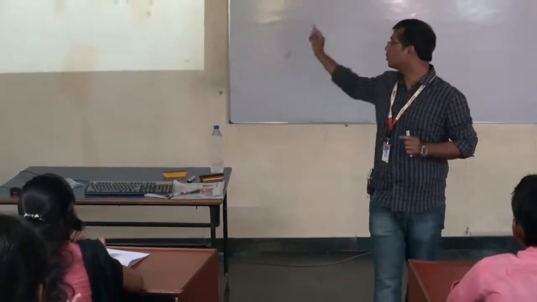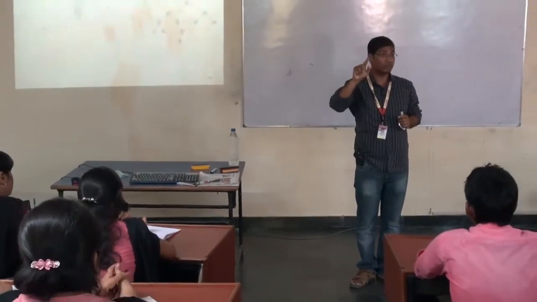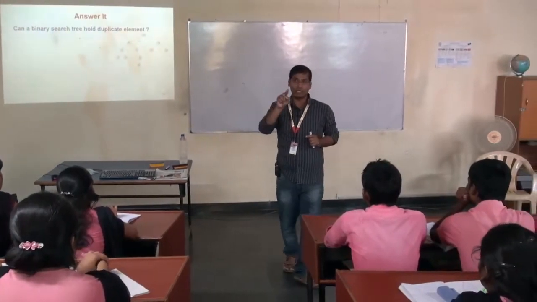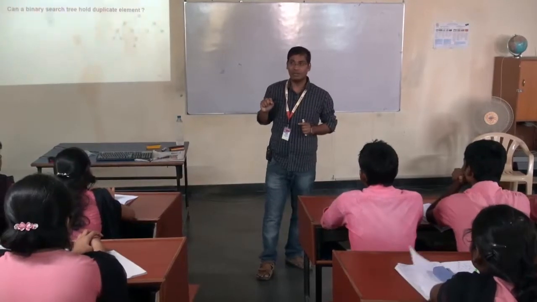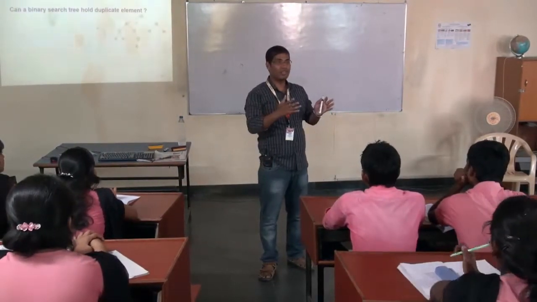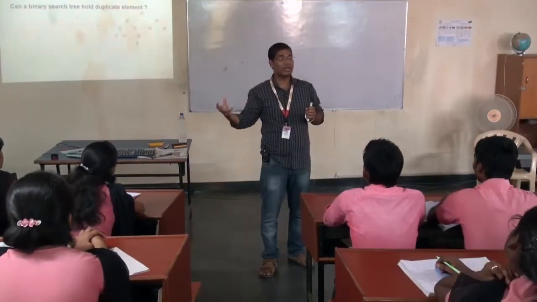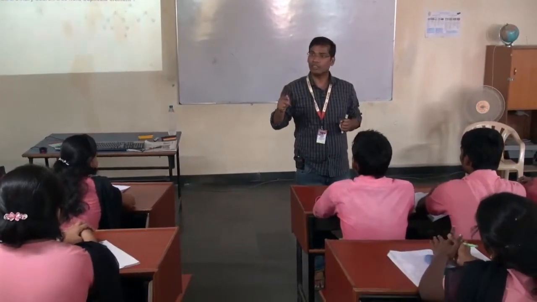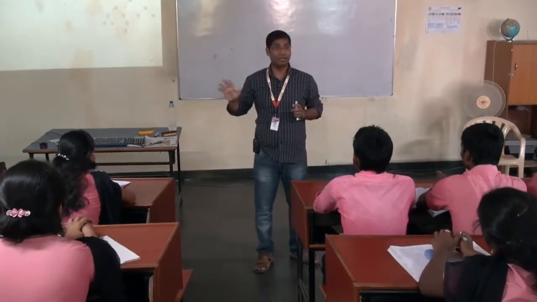That means if I want to add two 15s, how many 15s are there? Whether BST can hold two 15s? Yes or no? No. Why no? Yes, the value should be greater than the given node or smaller than the given node. 15 is equal. So according to the definition, the BST cannot hold duplicate values, but this is not the case.